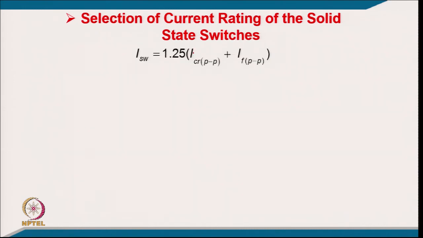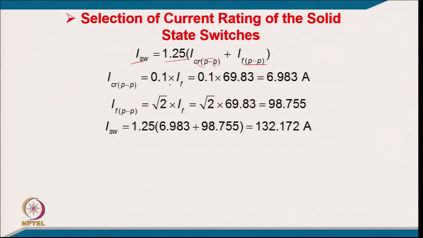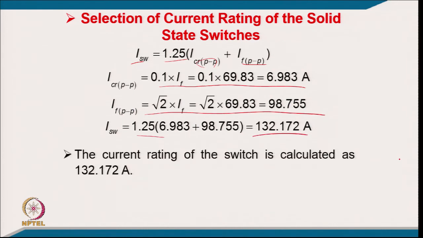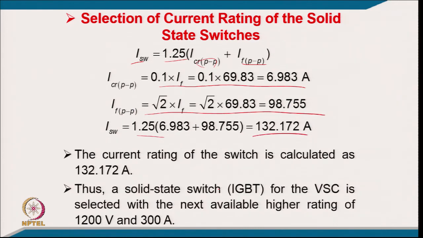And for the switch current, we typically take 1.25 times the ripple current plus the current flowing into the passive filter. So if we calculate with a 10% ripple and this current into the filter, then we can get the total current of the switch corresponding to that. That is calculated, and with the safety factor, we normally select 300 ampere.